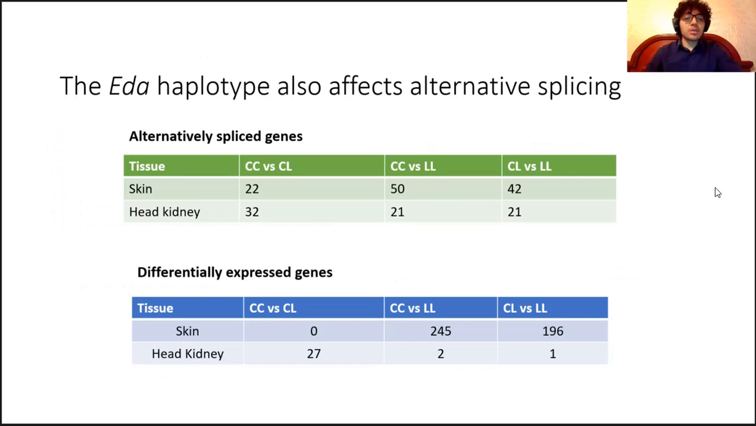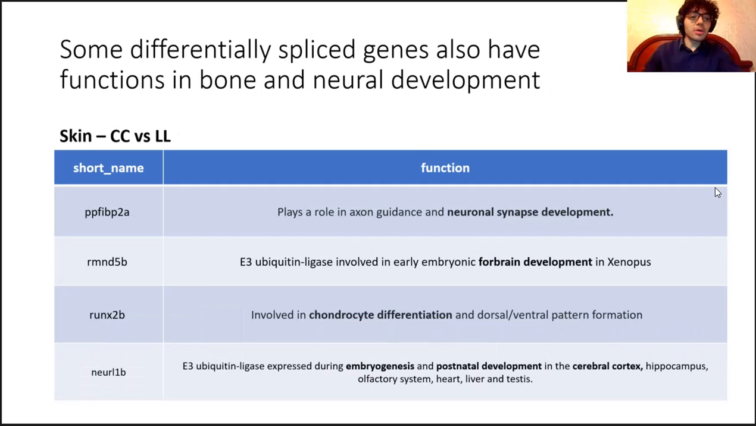And we found that there was evidence for alternative splicing of dozens of genes. Not as many as there were differentially expressed, but in some cases, like in head kidney, we had more alternatively spliced genes than differentially expressed ones. A quick look at the top differentially spliced genes in skin identified genes related to bone differentiation and neuronal development, just like in the differentially expressed genes.